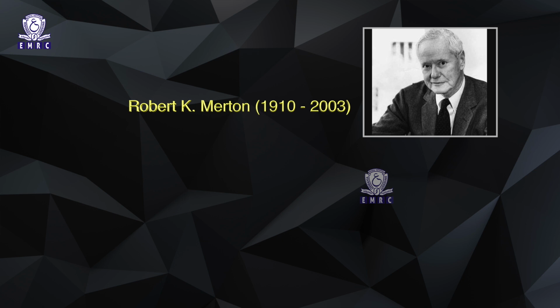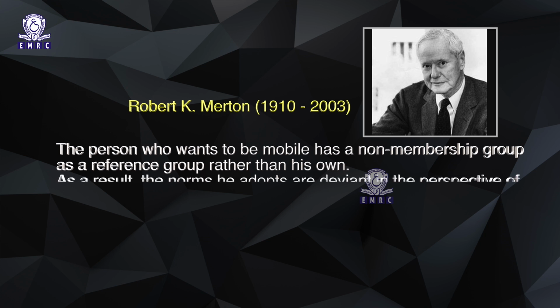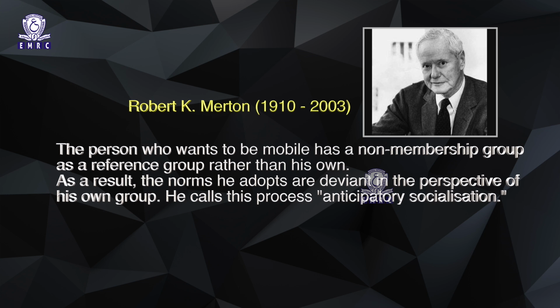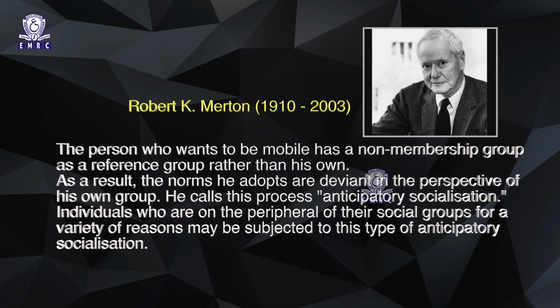And Merton also wrote about the importance of social behavior being determined by the reference group. He also claims that the person who wants to be mobile takes a non-membership group as a reference group rather than his own. As a result, the norms he adopts are deviant from the perspective of his own group. He calls this process anticipatory socialization. So, individuals who are on the periphery of their social groups for a variety of reasons may be subjected to this type of anticipatory socialization. The process of Sanskritization, in which a caste adopts the lifestyle and habits of a higher caste and aspires to be recognized as higher in the hierarchy over time, might be used as an example.